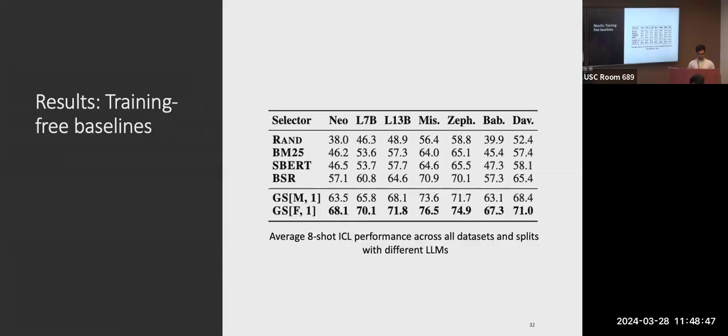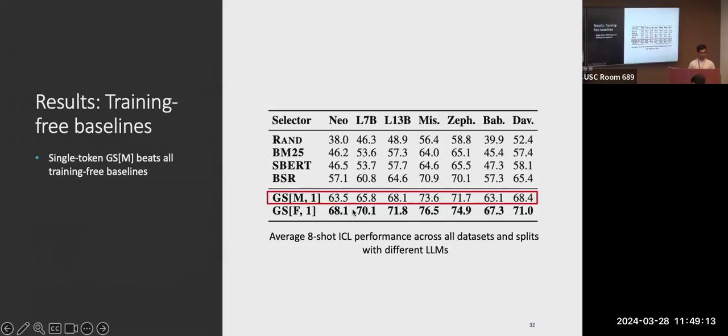Compared to training-free baselines, in the rows we have the different selectors like random, BM25, Sentence-BERT, all training-free, and different language models in the columns, arranged in increasing order of hardness: Neo, Llama 7 billion, Llama 13 billion, Mistral, Zephyr, Babbage, and Davinci. The multitask model consistently outperforms all the training-free methods. These are averages across all the 21 datasets and splits. And then the fine-tuning obviously further improves performance and creates a much higher gap from the standard approaches.